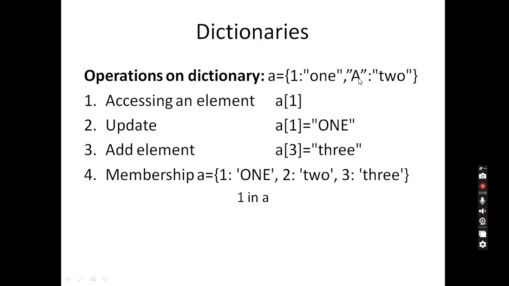Here I can give a key as a number or a string, so the key should be immutable, right? A string is immutable and numbers are immutable, so I can give numbers or strings as the dictionary key. For the membership operator, I need to check using a key value. So 1 in A, yes, the particular key is available in the dictionary, so it will give a true value here.